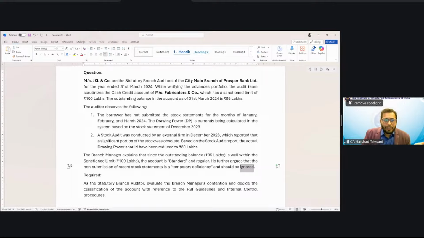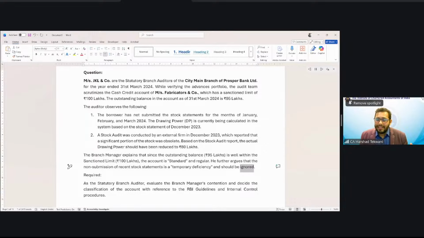If it was a regular or ad hoc limit, then in that case scenario also, it is 3 months. It should not be more than 3 months. I have to regularize within 3 months. In certain cases, yes, I can extend to 6 months, but not beyond that.